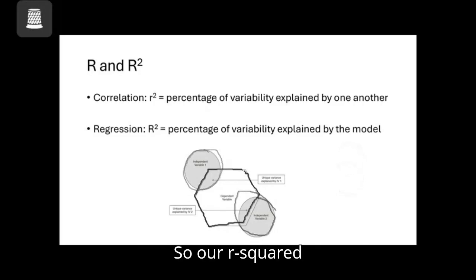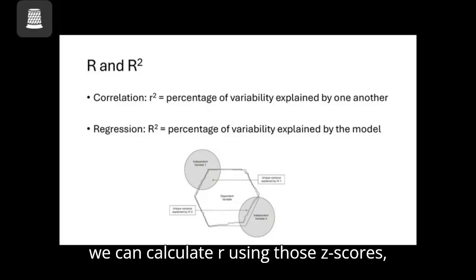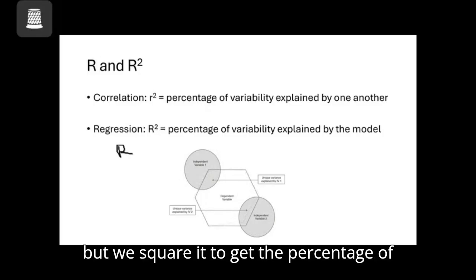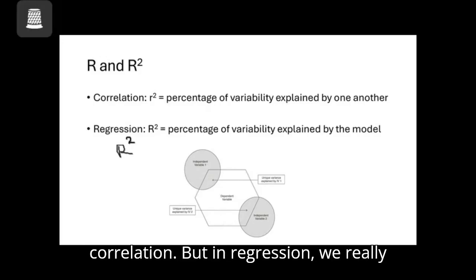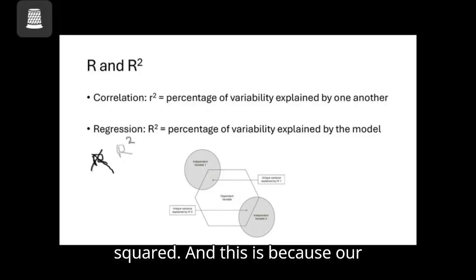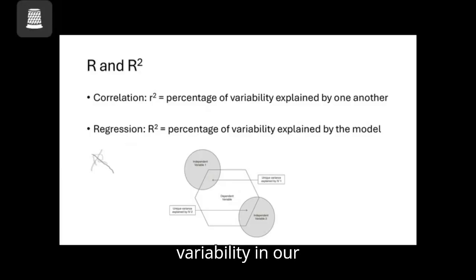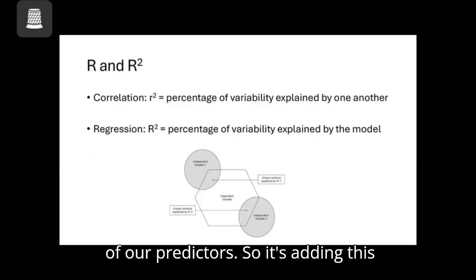So our R squared in a regression, we really don't use the R in regression. Remember, we can calculate R using those z-scores, but we square it to get the percentage of variability. We do the same thing in correlation. But in regression, we really don't use the R value alone at all. We only use the R squared. And this is because our R squared is very straightforward. You interpret it the same way. It is the percentage of variability in our dependent variable that is explained by all of our predictors.